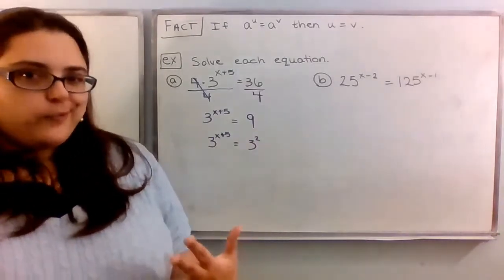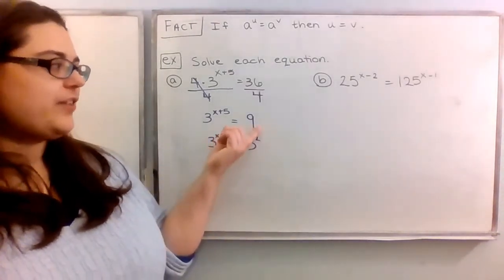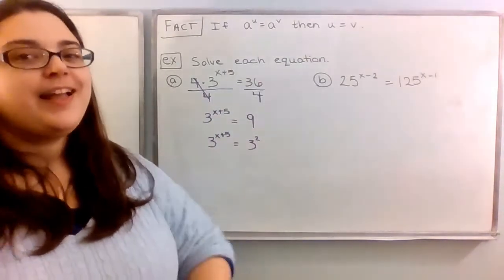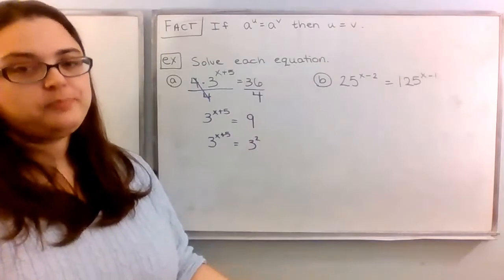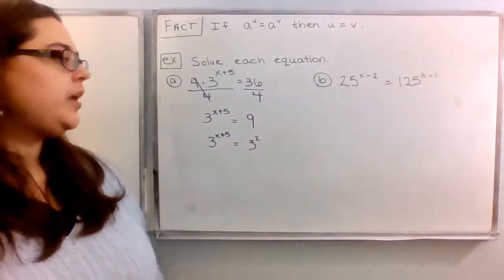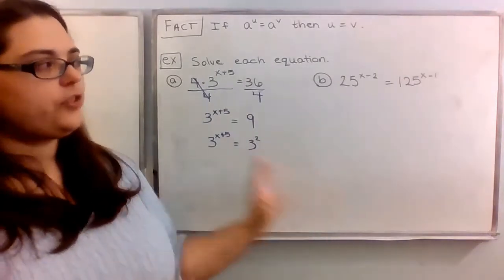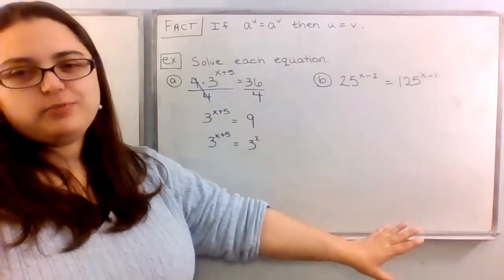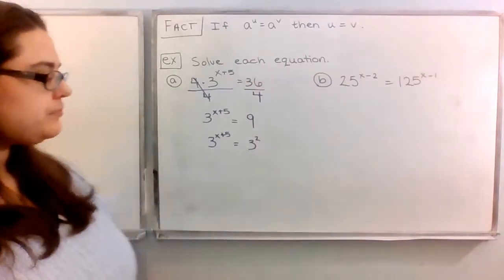Now you might be wondering, what if, Professor Rad, we had a 7 here instead of a 9, where 7 is not a power of 3? That's where this method would break down. That's where we would need a new tool that we're going to work to develop. Right now, for the problems that we'll see in this video at the beginning, we're going to have things that we can write with the same base.